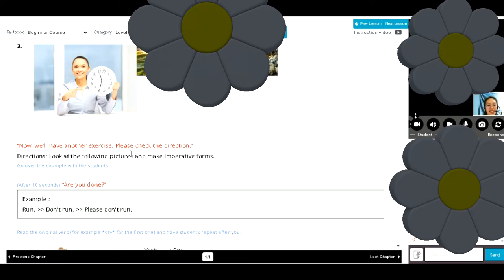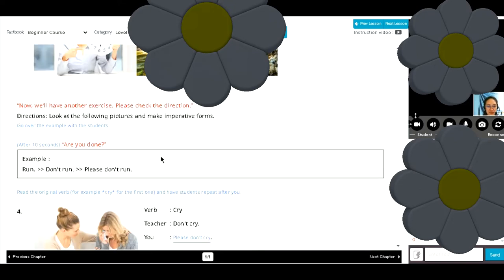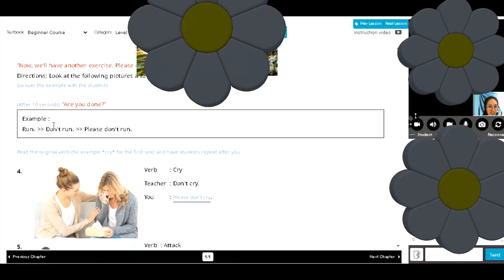Let's have another exercise. Can you please check the direction? Look at the following pictures and make imperative forms. Imperative form. Let's have number four. The verb is cry and the sentence is don't cry. Don't cry. Please don't cry. Oh, that's so easy.